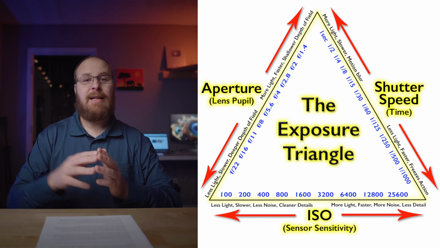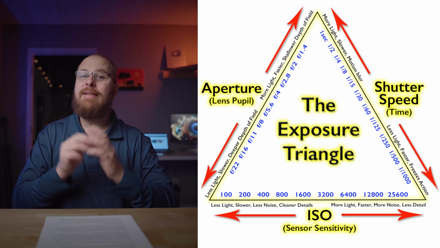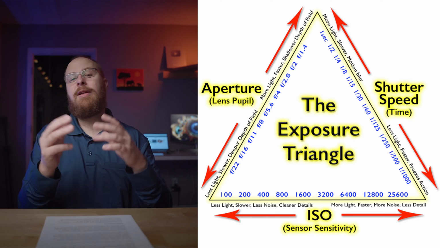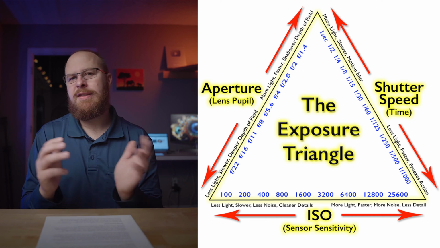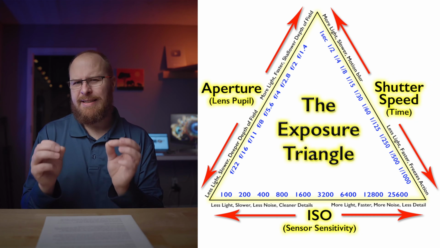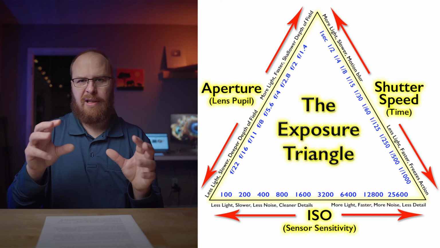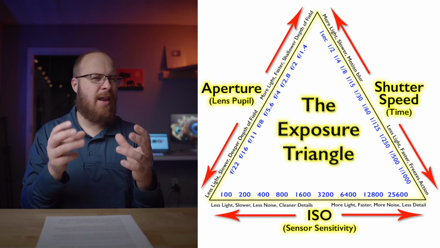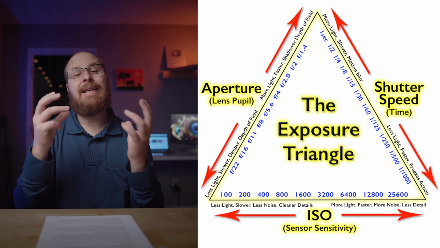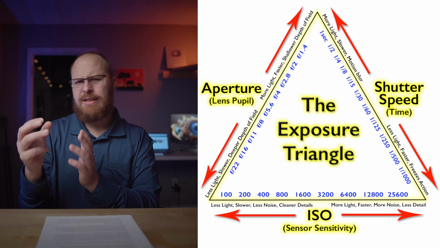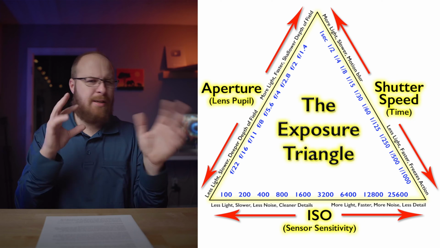All right, so the last side of the exposure triangle is ISO. Now, ISO you need to think about as the gain of the sensor or the sensor sensitivity. So if you can imagine a stereo with nothing playing and you just crank the volume up, you know that noise you hear, that's like the gain. And that's kind of how a sensor works, similarly.